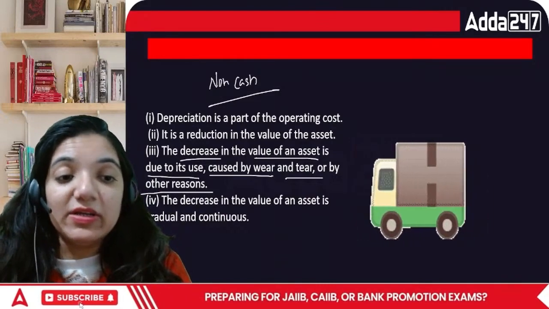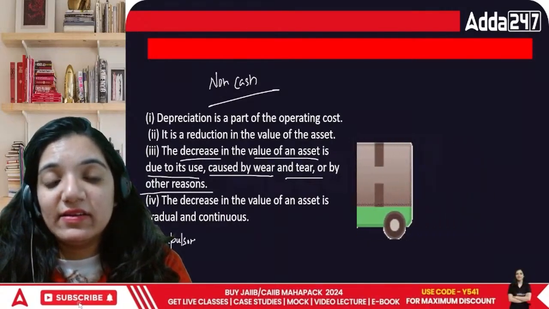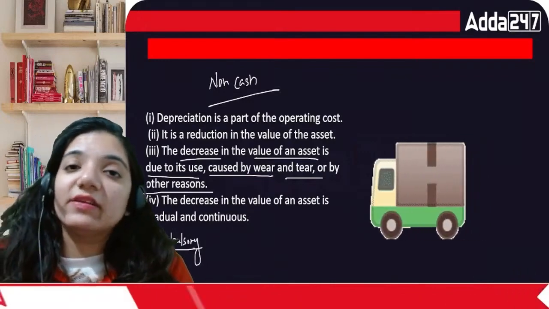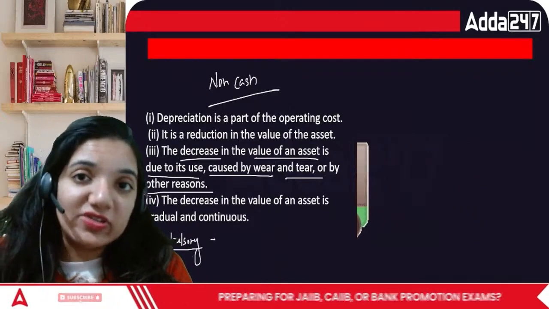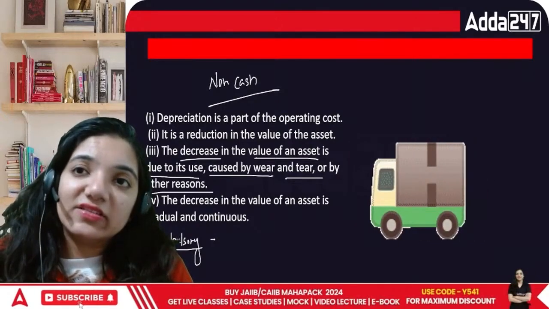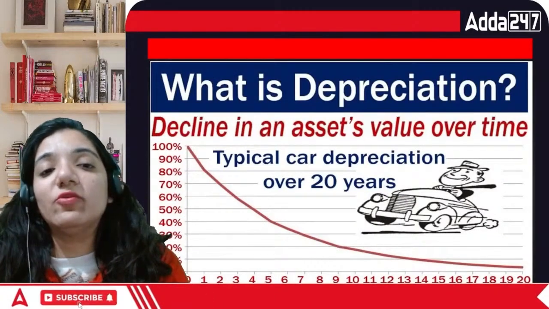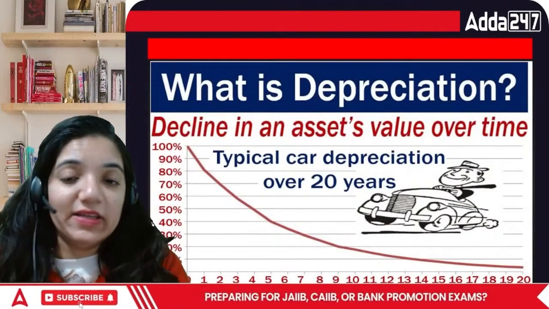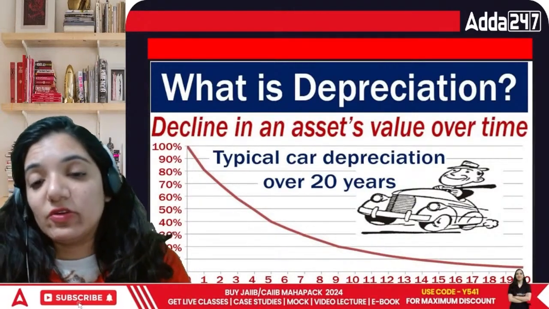And always remember, depreciation is compulsory, right? You cannot skip the portion of depreciation. It is not voluntary. Once you start using an asset, it is depreciable. And there is no point where depreciation is not applied. Secondly, we talked about depreciation over the period of time.